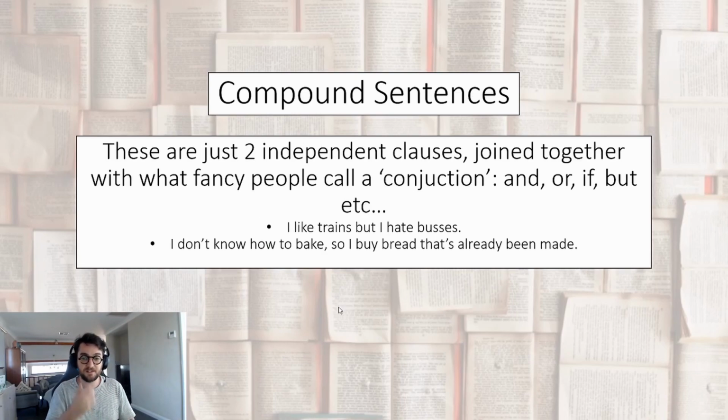Compound sentences are where it starts to get a little bit more complex. Well, complex is the wrong word to use, given that we're going to talk about complex sentences. A compound sentence is basically just two independent clauses joined together. You do this with a conjunction, which is a linguistics term you don't really need to know. Basically, ands, ors, ifs, buts, those things. So: I like trains, but I hate buses. I don't know how to bake, so I buy bread that's already been made. Both compound sentences.